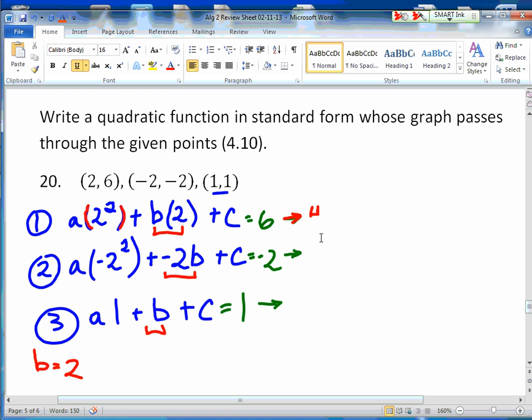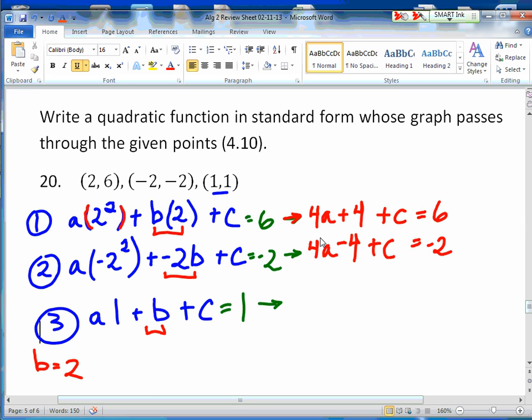Okay, so we have 4a plus 4, because 2 times 2 is 4, plus c. Then we have 4a. Negative 2 times 2 will give us negative 4 plus c. Oh, we should continue to bring over these y values because these are important.